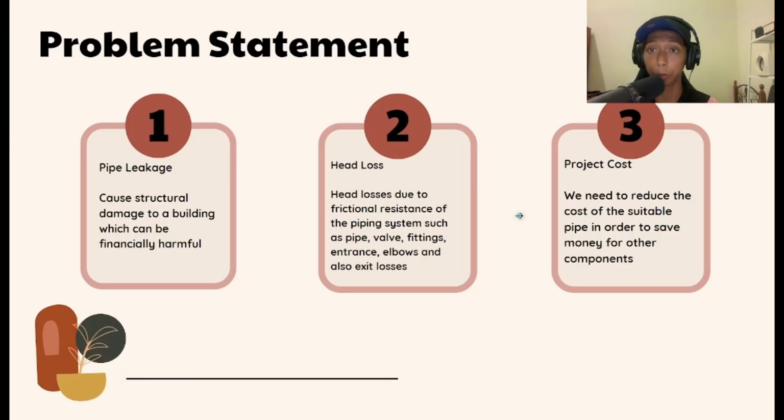So next is the problem that we have to face. There are three problems. The first one is pipe leakage that is caused by structural damage to a building, which can be financially harmful. The second one is the head losses, which is due to the frictional resistance of the piping system, such as pipe, valve fitting, entrance, elbow, and the exit losses. The third one is the cost of this project, because we need to reduce the cost of the suitable pipe in order to save money for the other components.